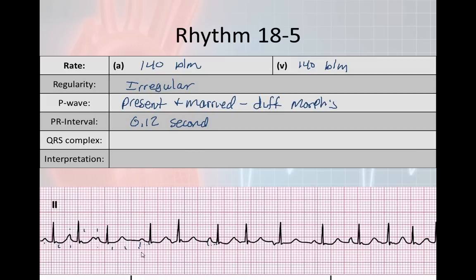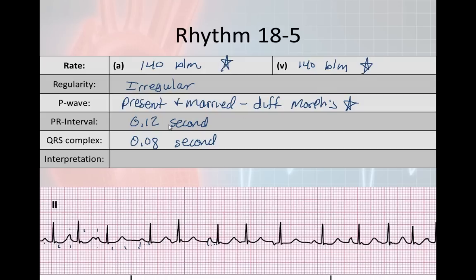QRS complex. Is there any problem with the QRS complex? There really isn't. They're nice and narrow, steeply angled, sharply pointed, everything that they need to be. So I'm going to say it's a 0.08 second. So now you have to identify what part of this is not correct, is not where it should be. Well, you have different morphologies and you have excessive heart rates that go over 100 beats a minute. So we know it's a tachycardia.